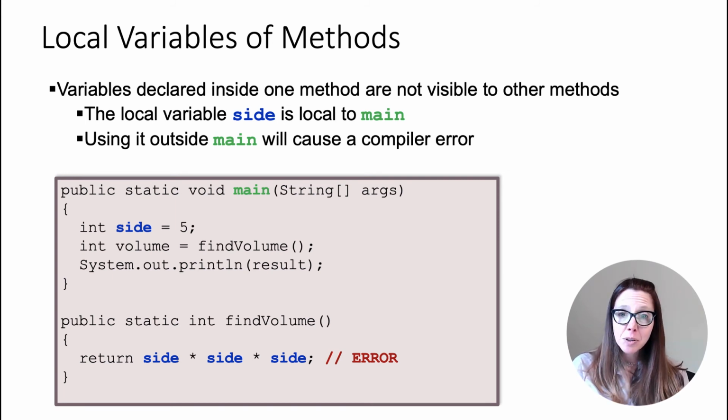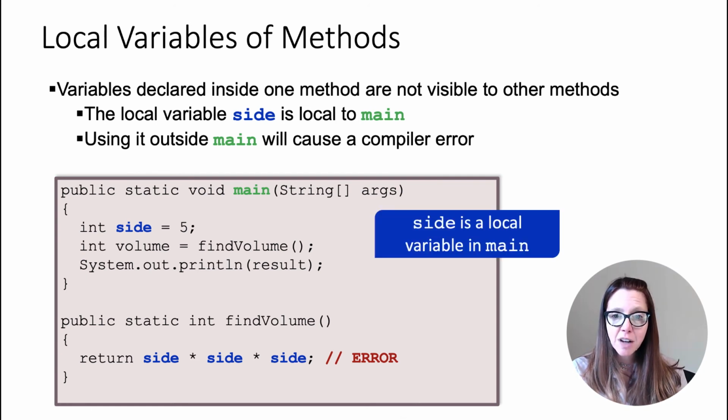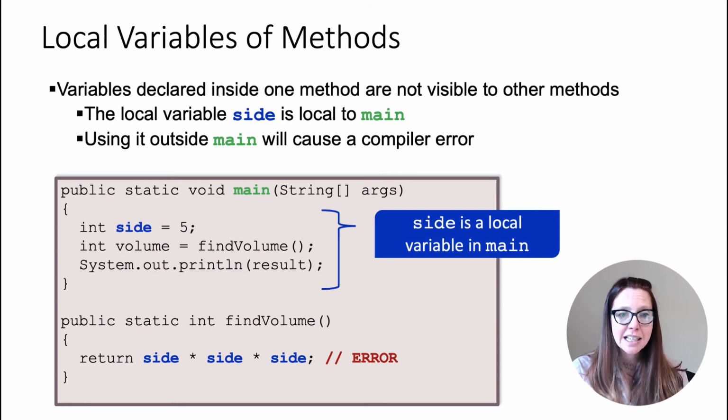They are available within the method that they are in, but they are not visible to other methods. In the following example, we see that the local variable side within the main method is not available to the method find volume. Side is a local variable in main, and so it only exists from the point that it is declared to the end of the main method. When it is referred to in find volume, this causes an error. It wasn't passed, it's not a parameter variable name, and so it's not accessible.